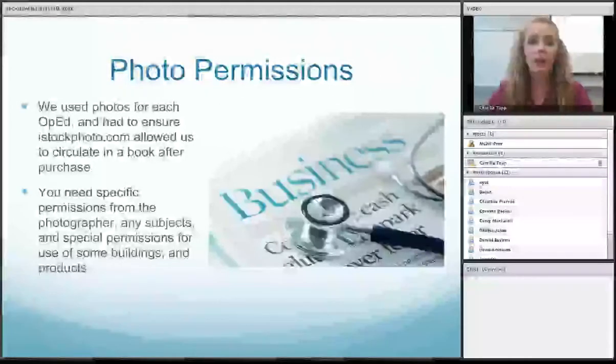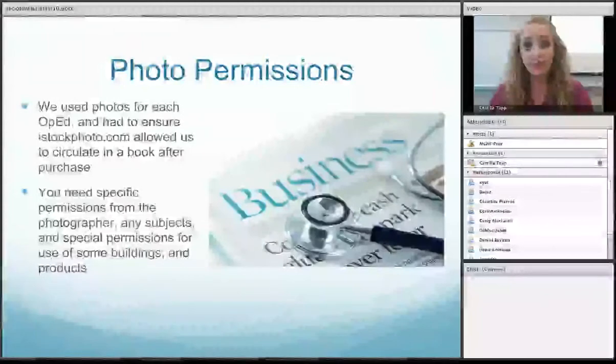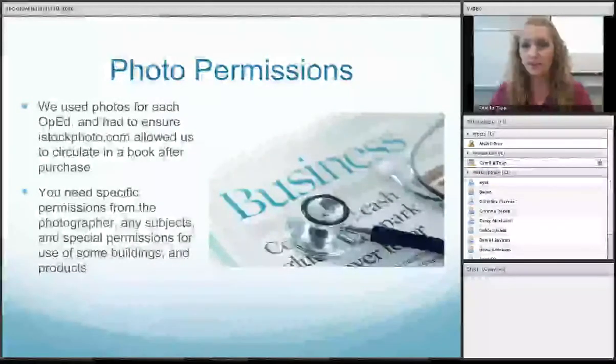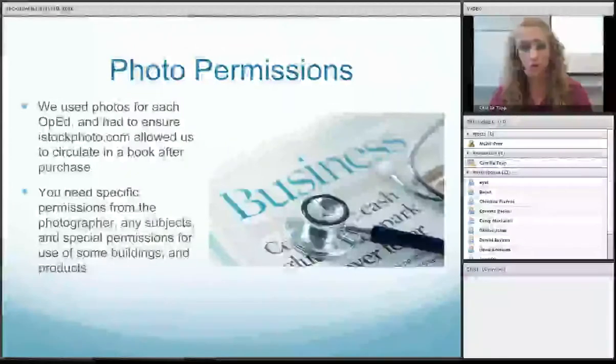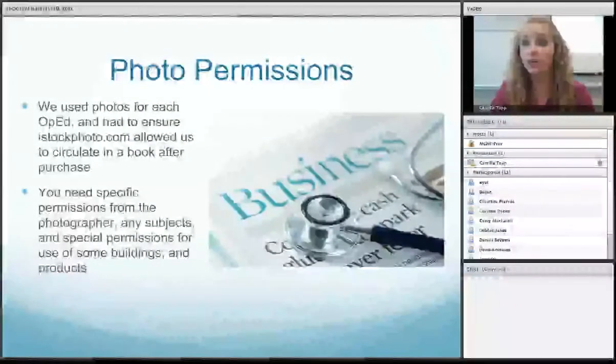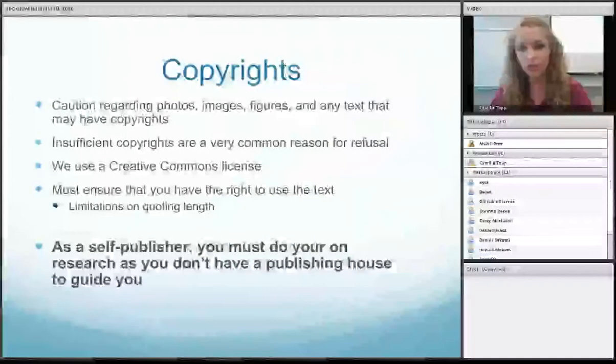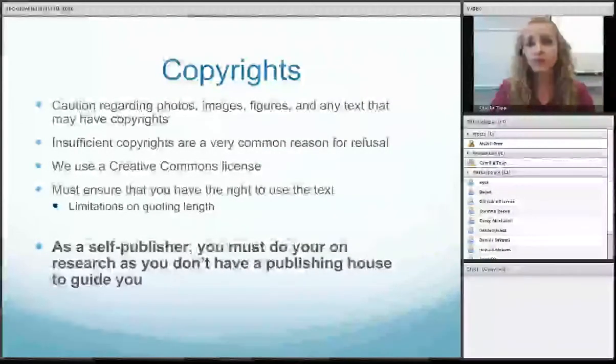There's also some things that you need to consider. So there's a lot of things like government buildings. You often have to obtain special permission to use them in photos. Photos of products like toys or something that's copyrighted also really need to be approved in a very formal way. So that can take some time, and it also can change your idea of what you're going to use as a photo.